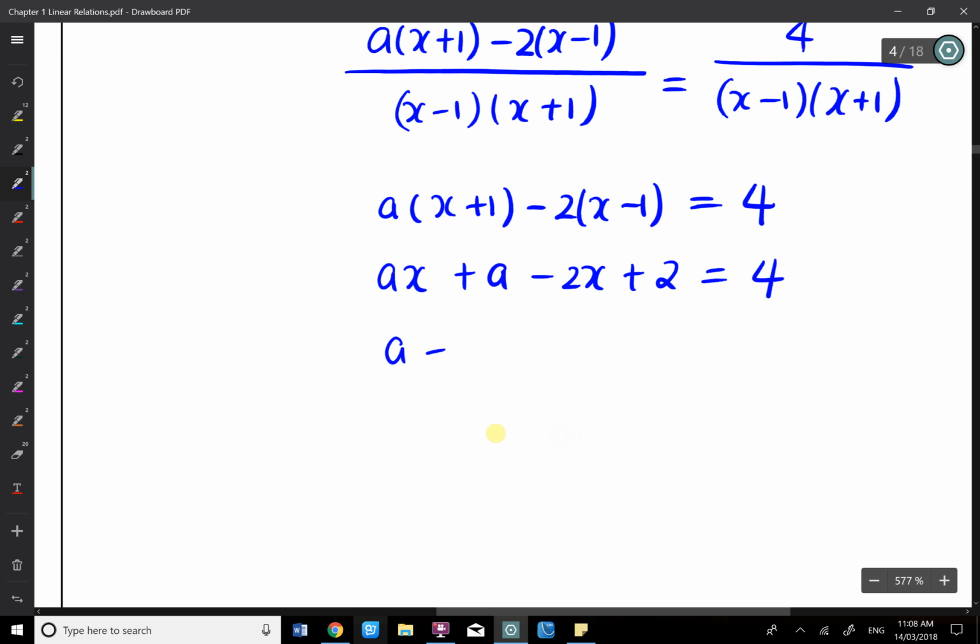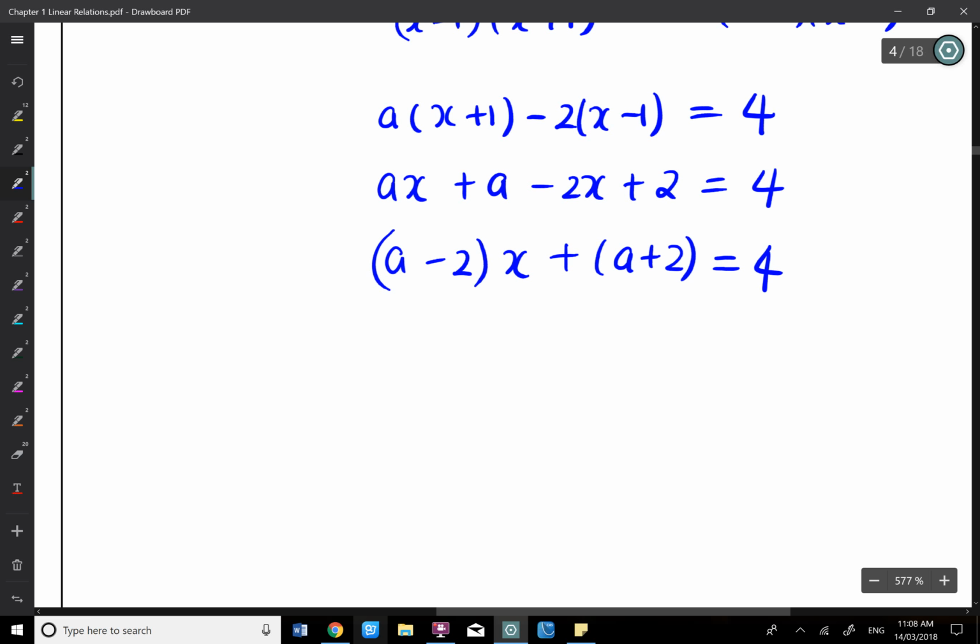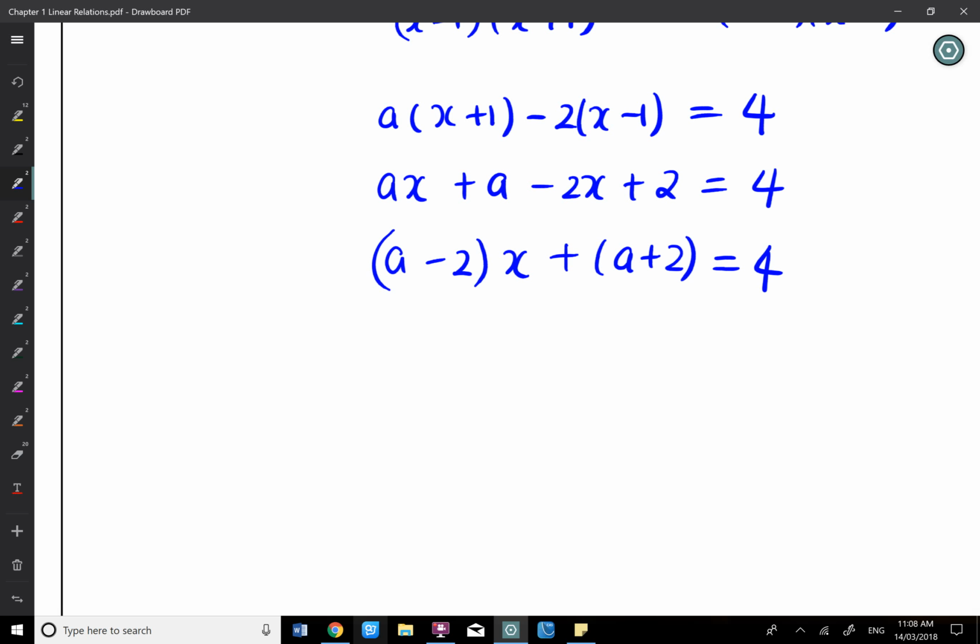How many x do we have? We have (a minus 2)x, and we have a constant of a plus 2. I just put the x terms together and put the constant terms together. What do you think a should be to make them equivalent? Well, you can see on the left hand side we have x, but on the right hand side we don't have x.